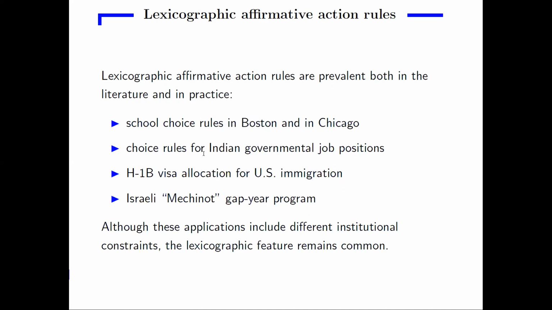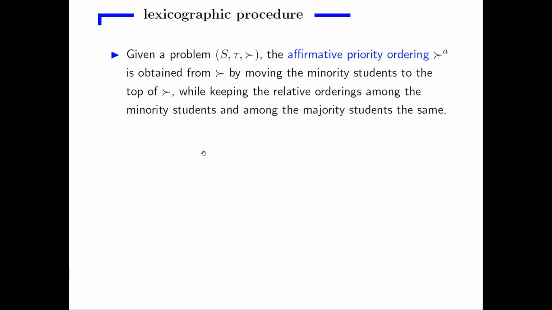Put differently, one cannot argue based on some axioms, some principles that one is doing this and the other one is doing that. That is, I think, one of the implications, we hope that will be one of the implications of what we have done here. Now, to describe the lexicographic choice rule, take a problem. We have a given priority ordering. From this priority ordering, we will obtain an affirmative priority ordering by simply moving all the minorities to the top while keeping the relative rankings as they are.